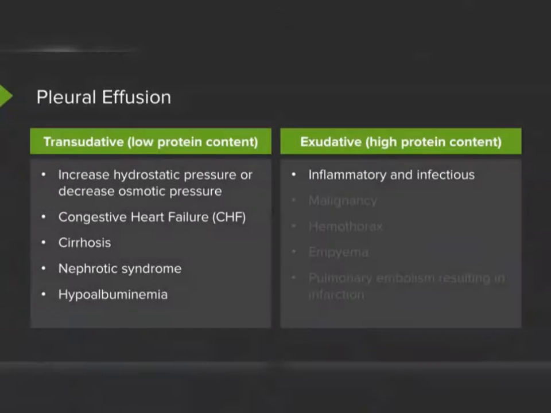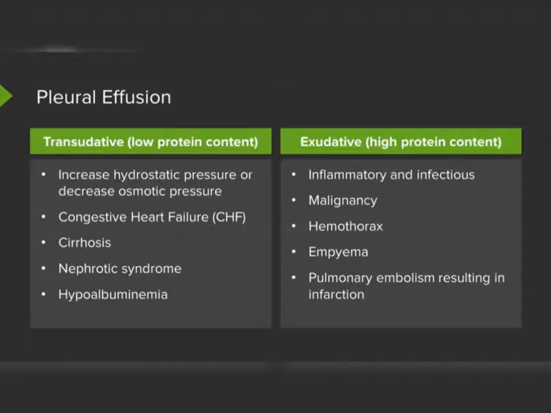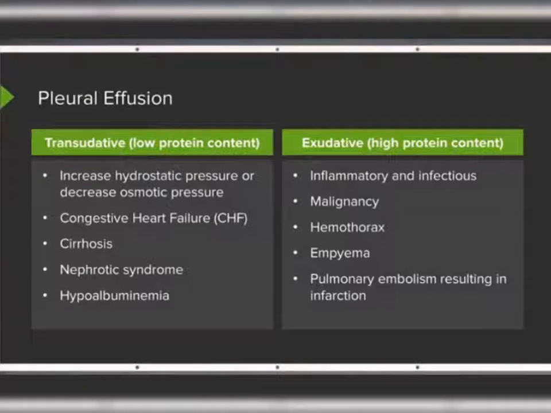They can also be exudative or have a high protein content, and these are usually the result of an inflammatory or an infectious process, like pneumonia. They could be caused by any kind of cancer within the lung. Hemothorax is considered a high protein content effusion. Empyema, which is a collection of infected fluid, or possibly a pulmonary embolism that results in tissue, can result in a pleural effusion that has a high protein content.